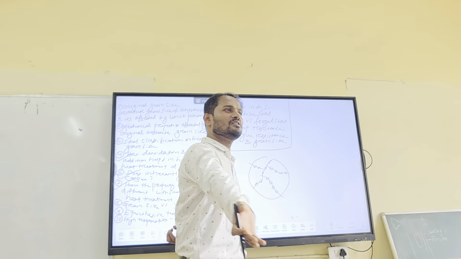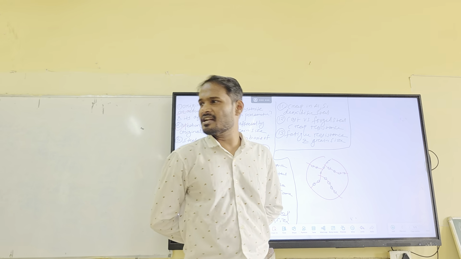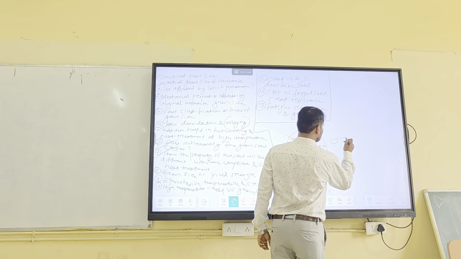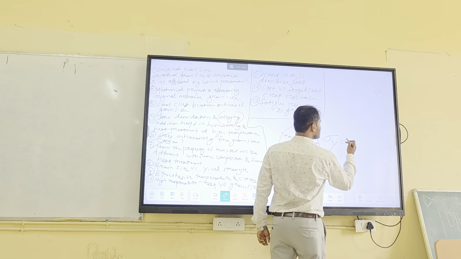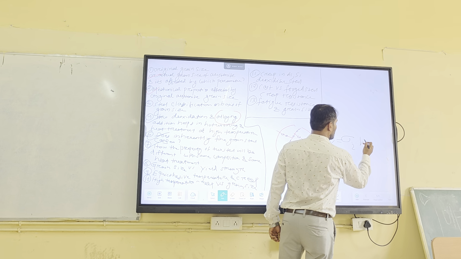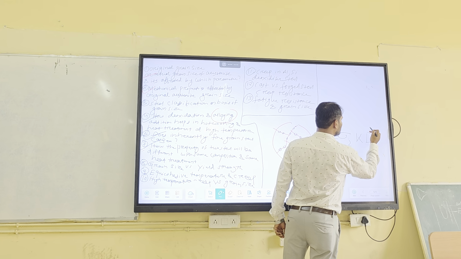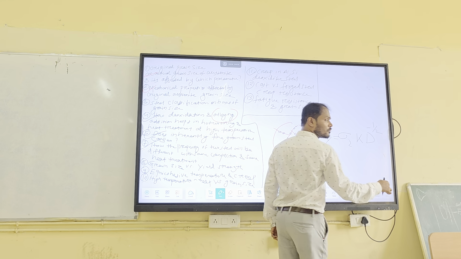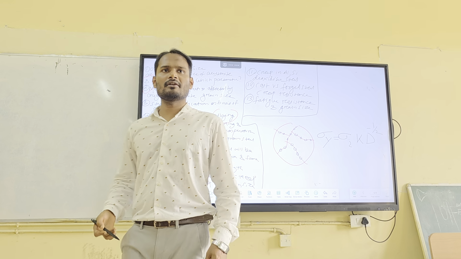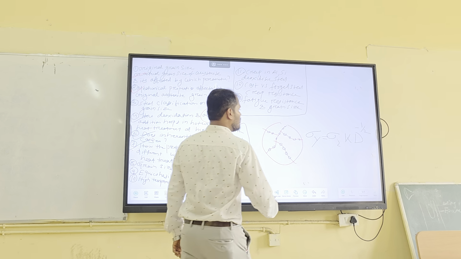You have studied this in DBM maybe. Hall-Petch relation, yeah. Sigma y is equal to sigma i plus k, constant, d to the power minus half, or 1 by root of d, whatever you can write. Right? The plus.